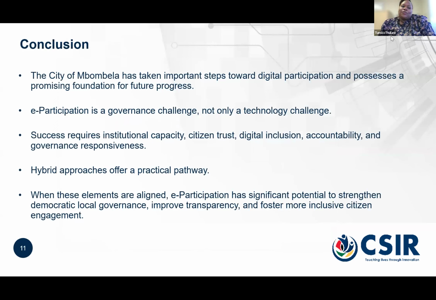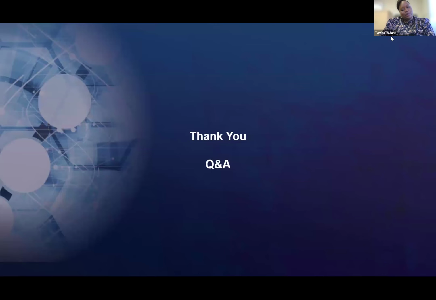In conclusion, the city of Mbombela has taken important steps towards digital participation and possesses a promising foundation for future progress. E-participation is a governance challenge, not only a technology challenge. Success requires institutional capacity, citizen trust, digital inclusion, accountability, and governance responsiveness. Hybrid approaches offer a practical way, and when these elements are all aligned, e-participation has significant potential to strengthen democratic local government, improve transparency, and foster more inclusive engagement. Thank you. Any questions?